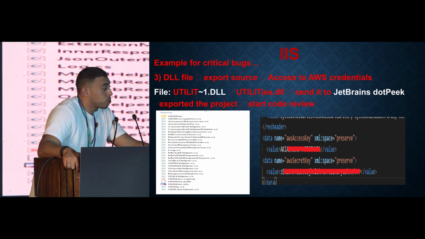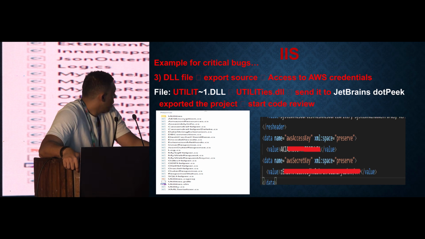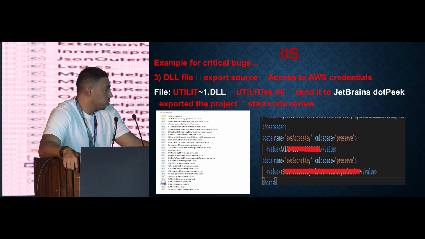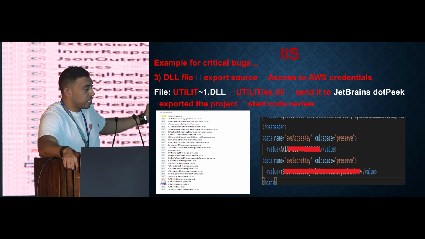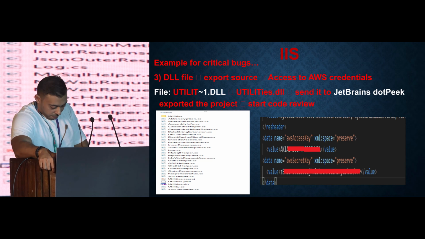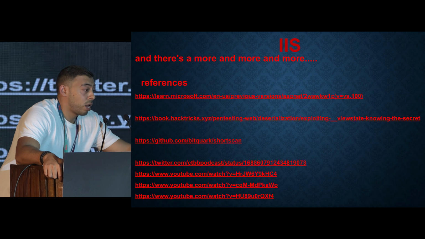Then after that, I exported the project, and now I have a source file for this DLL file. After starting to review this code, I was able to locate AWS credentials, an access key and secret key. And for sure, there is more and more and more.